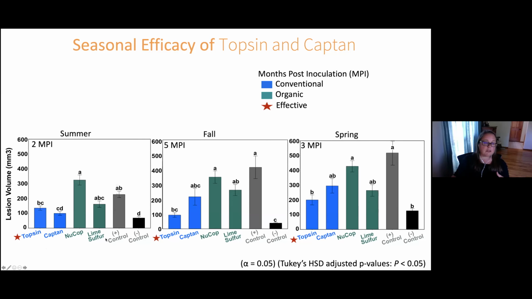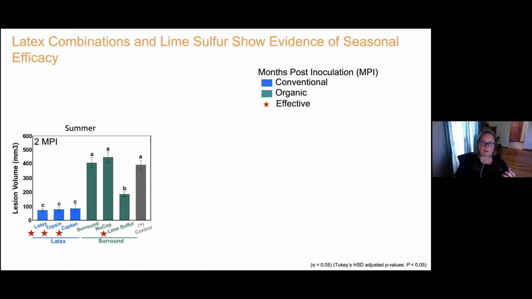And then another interesting thing is lime sulfur was fairly effective, especially when you compare it to the positive control. It was fairly effective across the seasons, and it was better than New Cop. One thing that was really important is that New Cop actually had larger lesions than the positive control in the summer season. We think the reason for that is phytotoxicity. It was probably too large of a quantity of copper, and so it caused phytotoxicity to happen on the tree, on that branch.